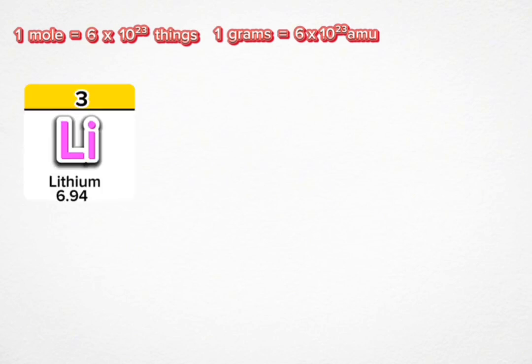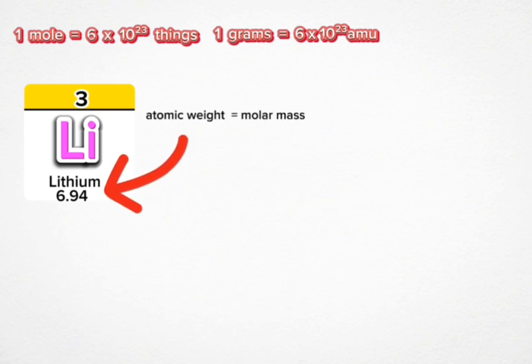It turns out that there's an even better reason why 1 mole equals 6.02 times 10 to the 23rd things, and that is that 1 gram equals 6.02 times 10 to the 23rd atomic mass units. Let's see what that means for a particular element.